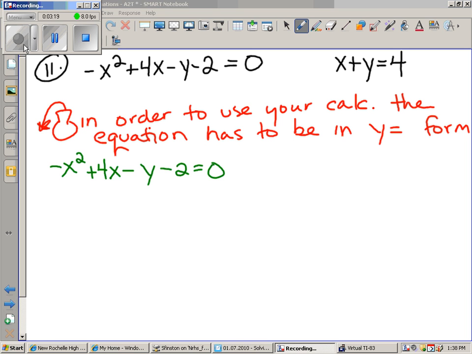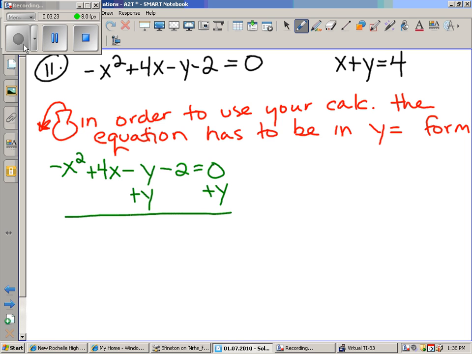So in this particular case, we're going to add y to each side, as Wayne has suggested.